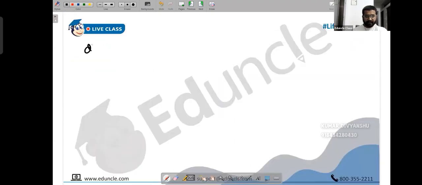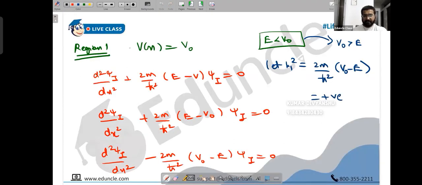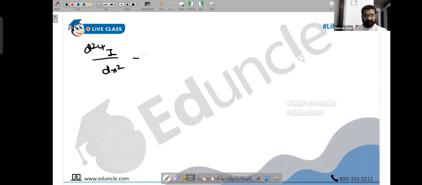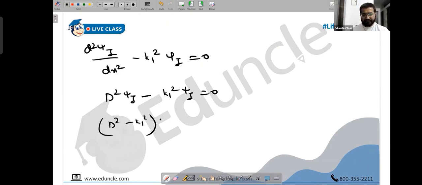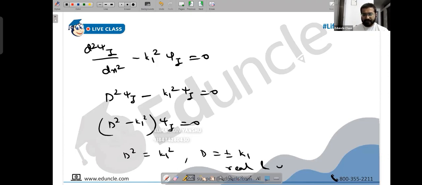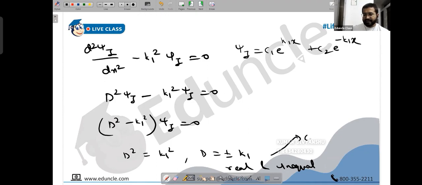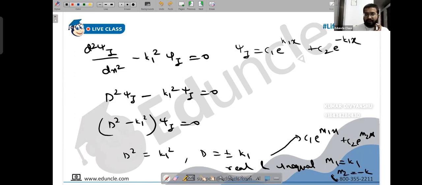D square psi 1 upon dx square minus this whole thing, which is now k1 square, into psi 1, this is 0. Or let's write this as d square minus k1 square into psi 1 is 0. So d square is k1 square, or I can say d is plus or minus k1. We have got real and unequal roots, people. So our wave function psi 1 is c1 e raised to k1x plus c2 e raised to minus k1x. Whenever you have real and unequal roots, you write c1 e raised to m1x plus c2 e raised to m2x, where m1 is k1 and m2 is minus k1. So that's psi 1. Ask me if you have any questions.